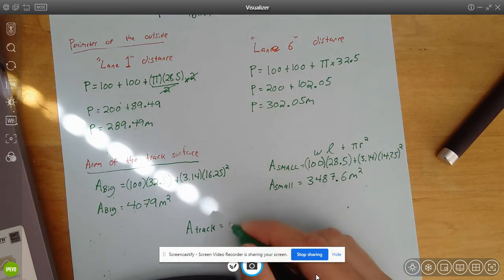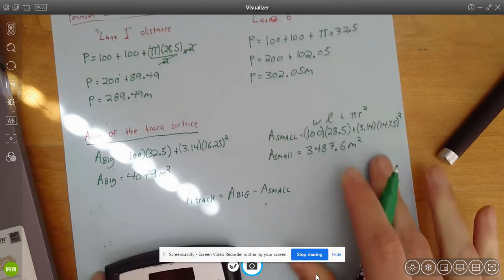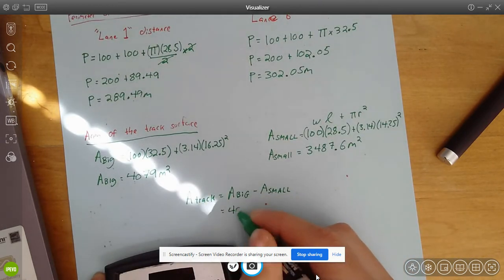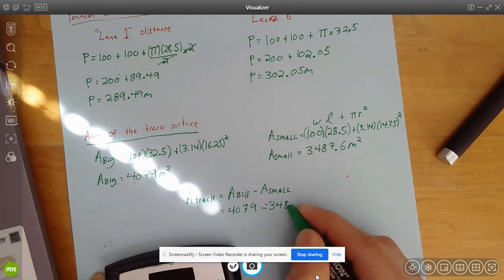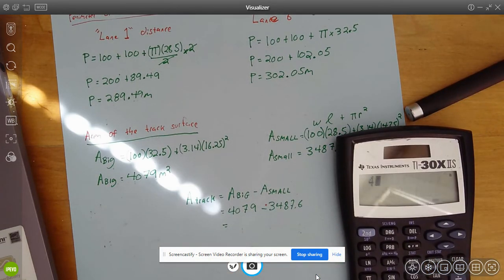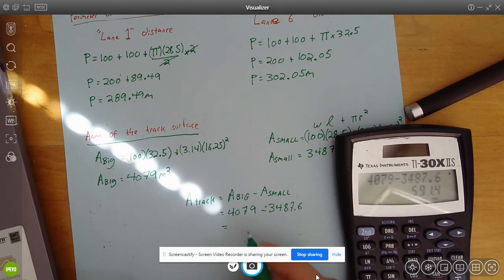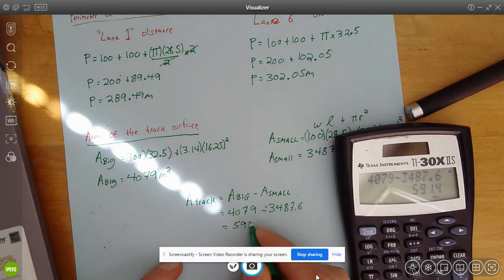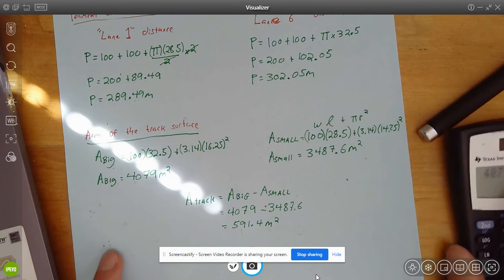So then the area of the track, so why don't we call that A track, is that outside border, is going to be A big minus A small. So that's going to equal 4,079 minus 3,487.6. So the area of just the track surface will be 591.4 meters squared. So that's an example of composite shapes.